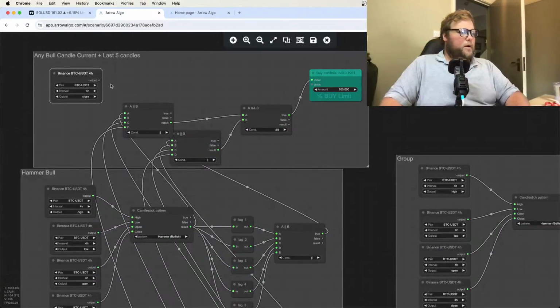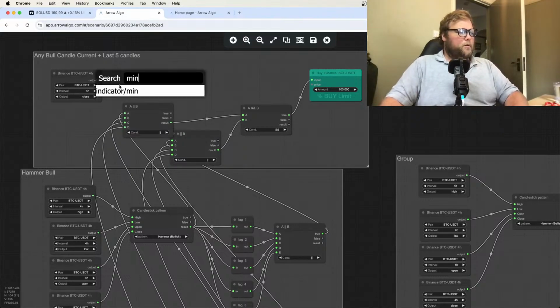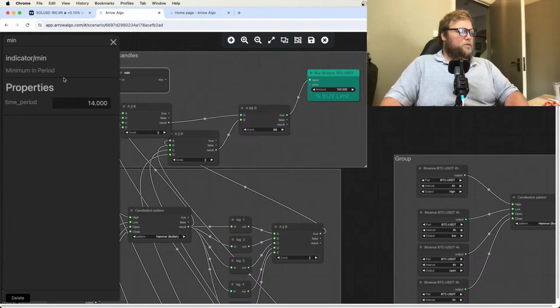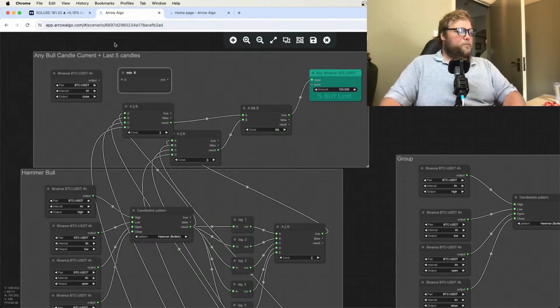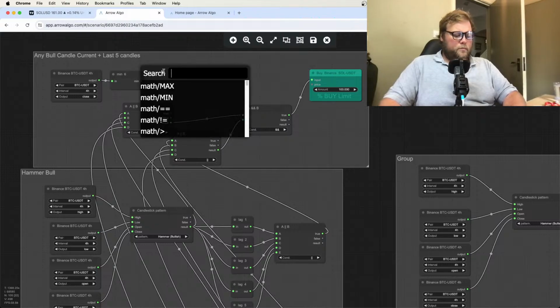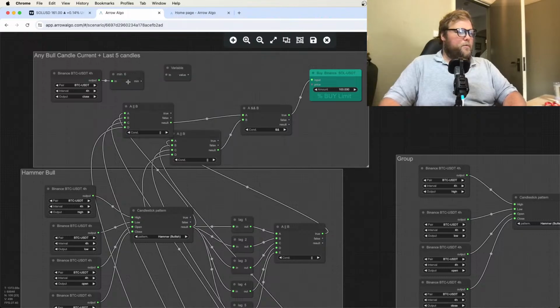And we're going to be looking at the 4-hour closing price again. And this time we're going to look for a minimum block. So this is going to look for the minimum number in a set number of periods. So again, we're looking for the last 6 blocks. And we're going to look for the minimum closing price over the last 6 blocks. And we're going to save that minimum price as a variable. And that price is going to be our buy price.